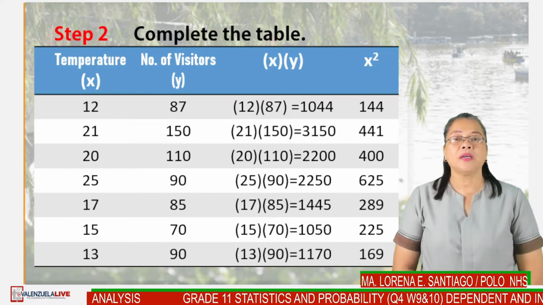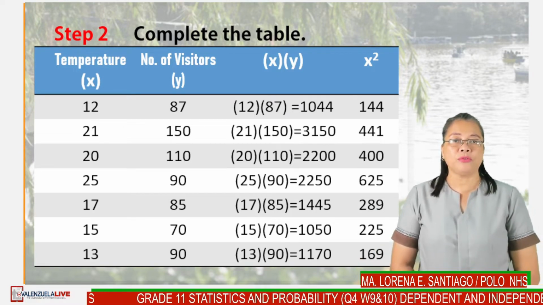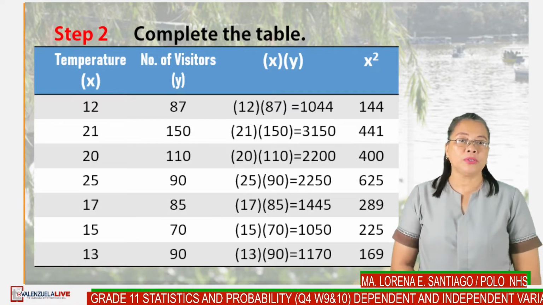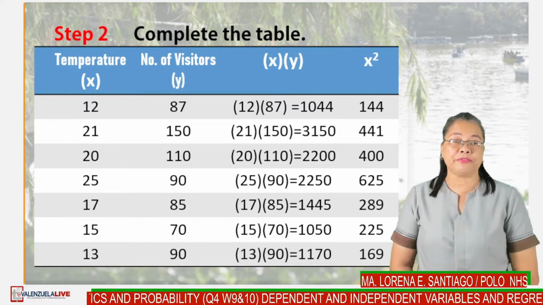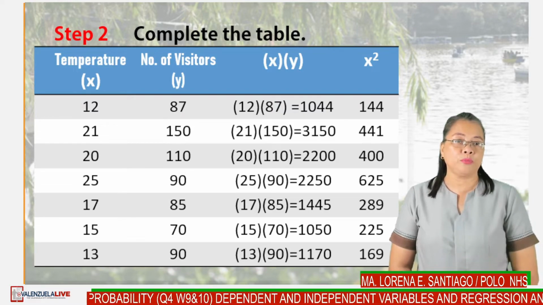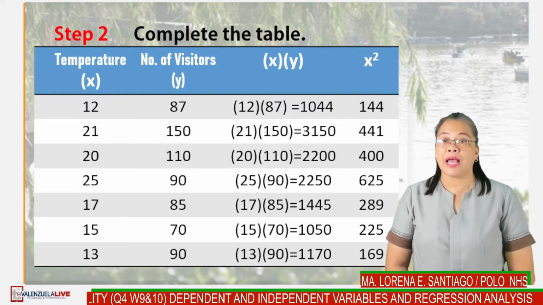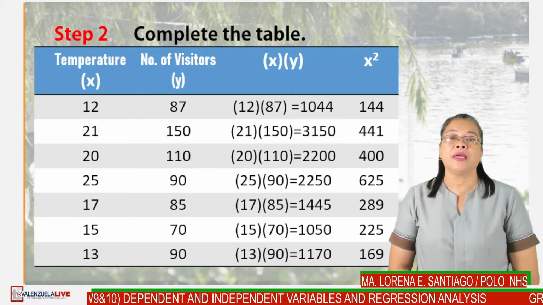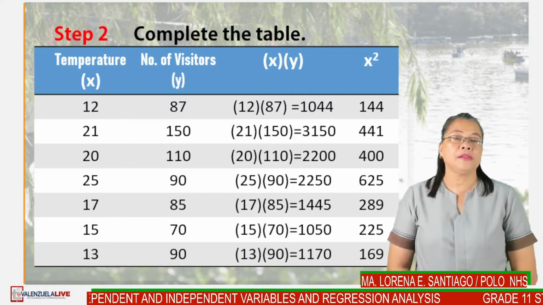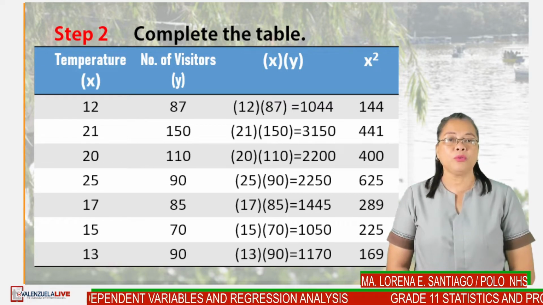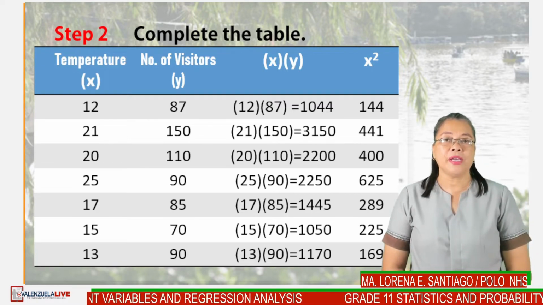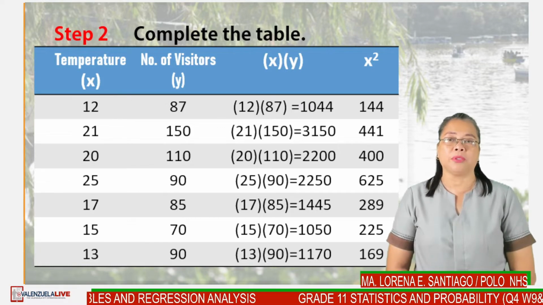289. If you have an x equal to 15, and a y equal to 70, then 15 times 70 would be equal to 1,050, and x squared would be 225. Lastly, if you have 13, and the number of visitors is 90, then 13 times 90 would be 1,170, and x squared would be 169. And so, we were able to complete the table.